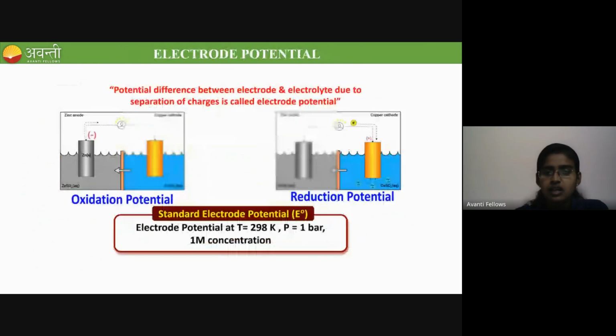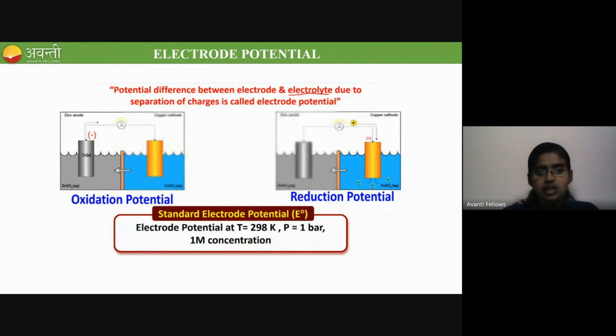Coming to the electrode potential. The potential difference between the electrode and the electrolyte due to the separation of charges is called the electrode potential. Electrolyte means an electrolytic solution. There will be a potential for the electrolyte as well as for the electrode, and the difference in the potential is called the electrode potential. We call them oxidation potential and reduction potential.